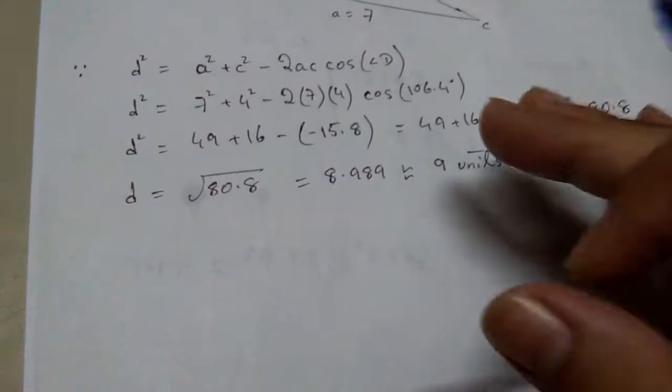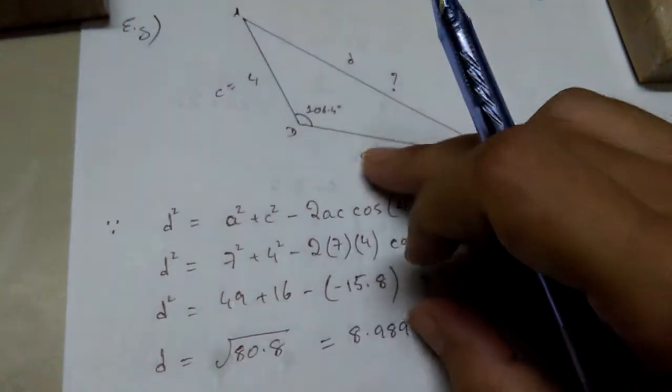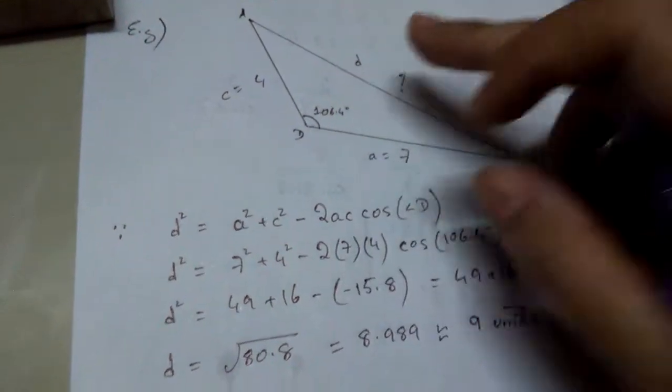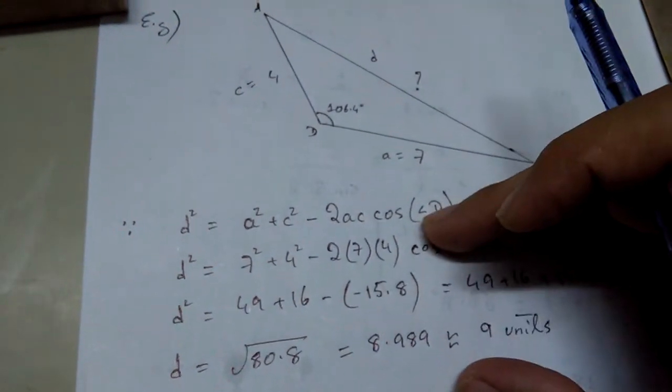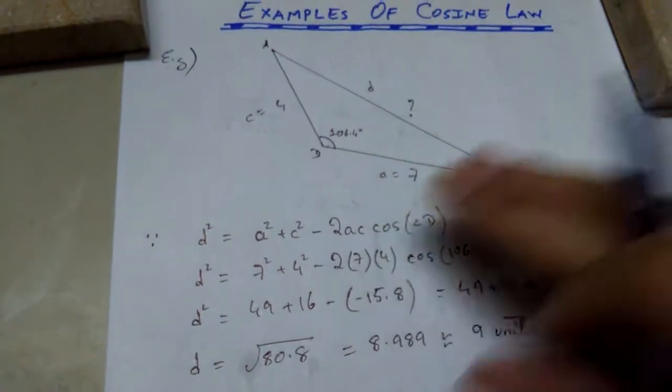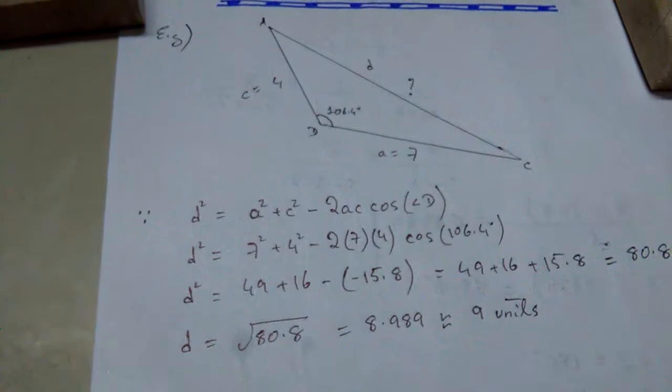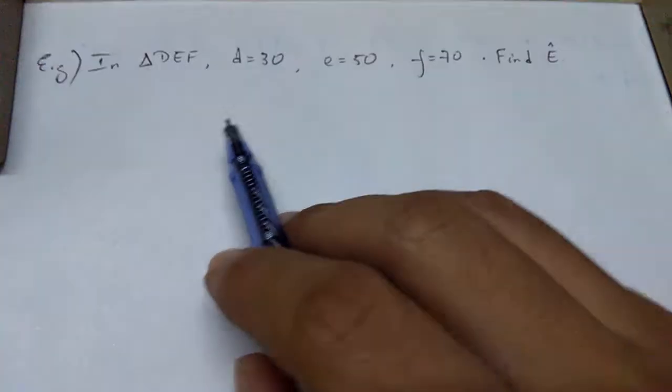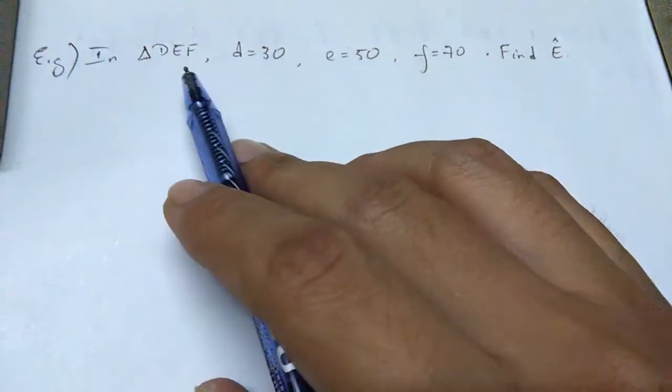Alright, so that's how the cosine law helps you. Once two sides and one angle are given, the third side can be determined with the cosine law as well. Now let's move on to one more example. Let's see what it is asking us to do. Okay, so this is the second one.